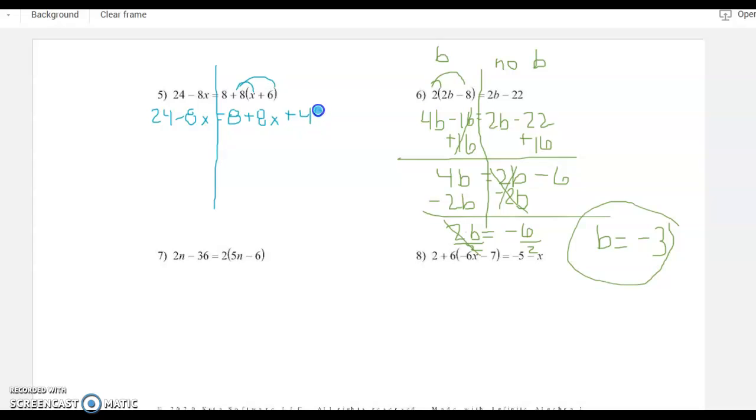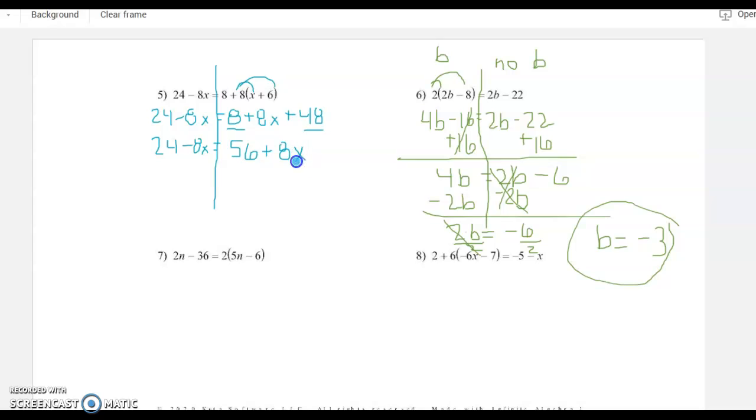So the only difference on this one, and this is as difficult as they will get, you can see after you distribute it, you have these like terms on the right-hand side that you can combine. So on the left, there's no like terms over there to combine, but on the right, we can put together 8 and 48. So we're sitting at 24 minus 8x equals 8 and 48 would be 56 plus 8x.